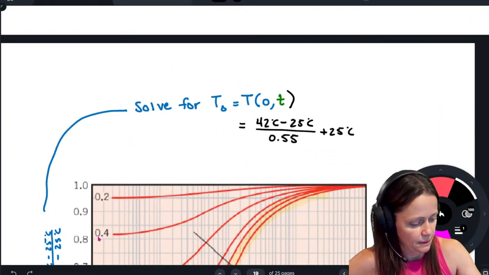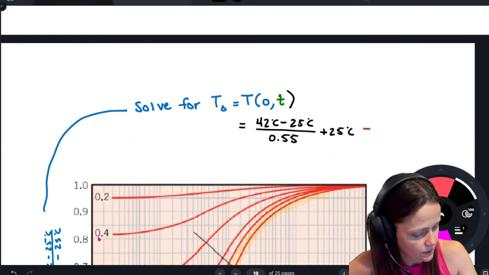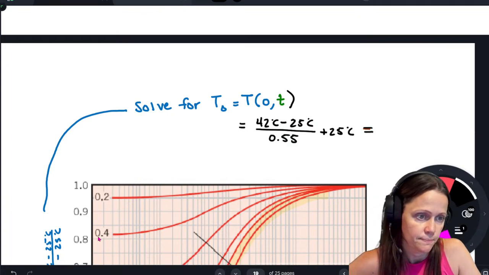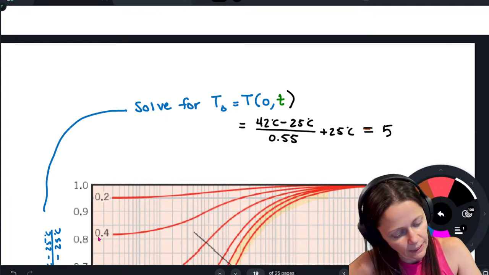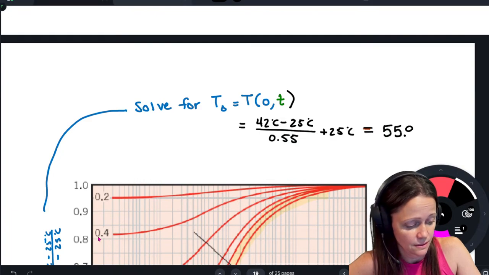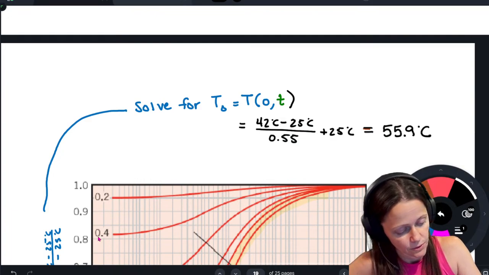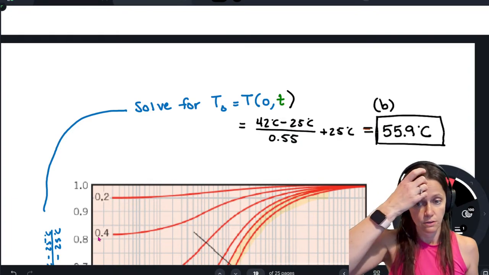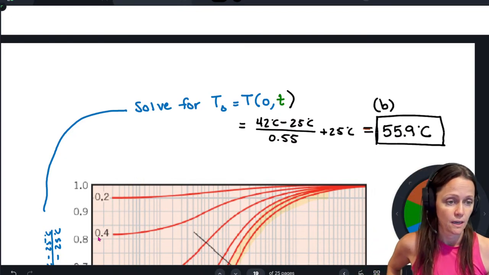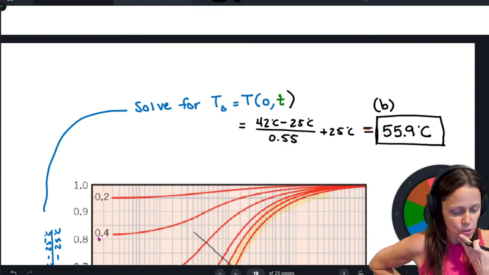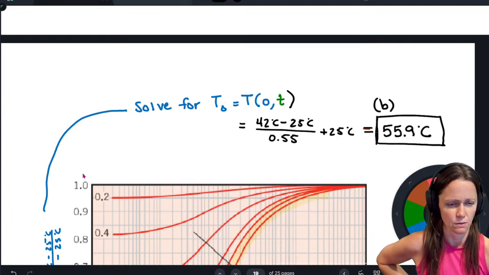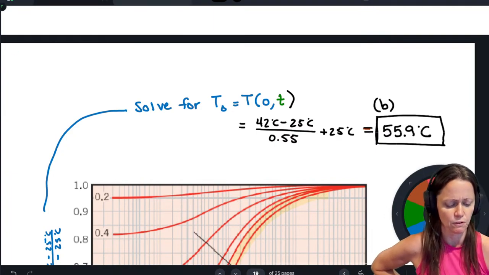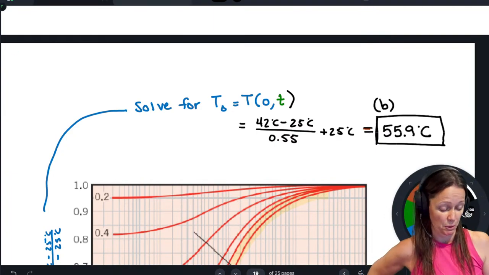So I end up getting a value of 55.9. So that's the answer for B. If we plugged in numbers, remember we got a value of something pretty close. We got 51.8, so it's in the ballpark.